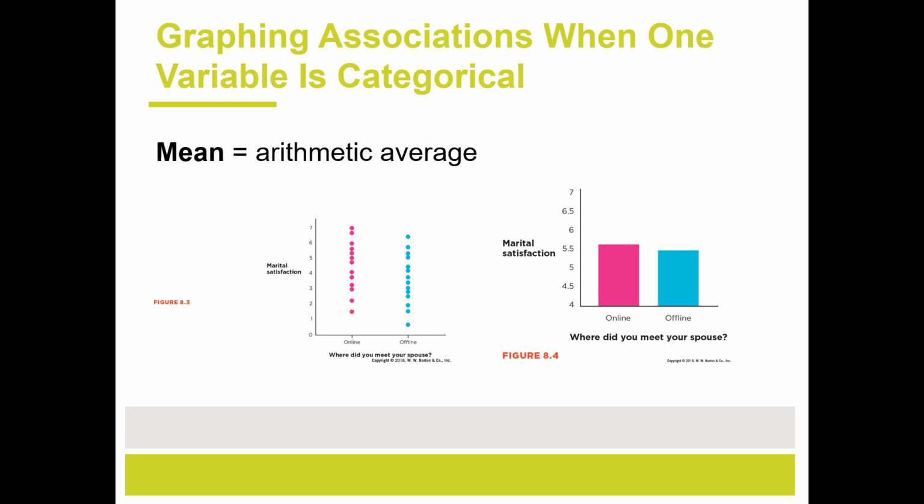It's much more common, though, to plot the results of an association between one quantitative variable and one categorical variable in a bar graph, like the one pictured on the right. In a bar graph, each individual is not represented by a data point. Instead, it shows the group mean, or average, for marital satisfaction for those who met their spouse online and the average for those who met their spouse offline. Here, the online mean is slightly higher than the offline mean, corresponding to a weak association between the two variables.